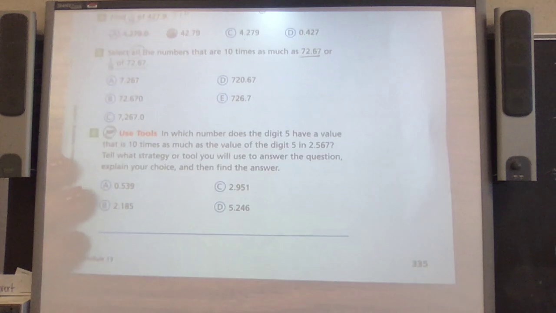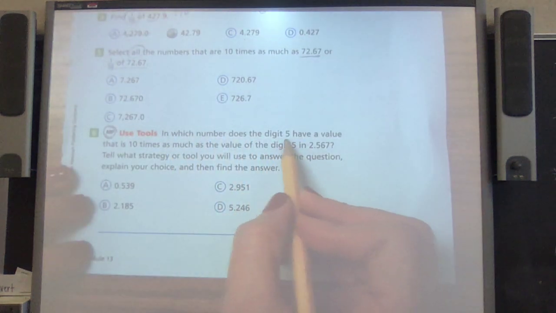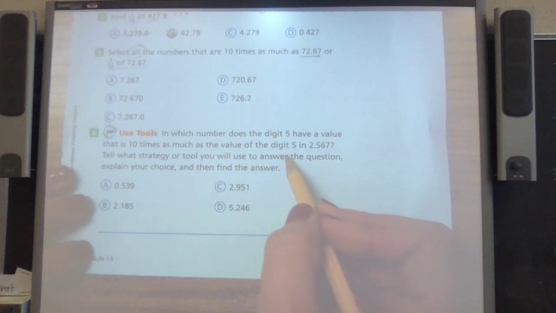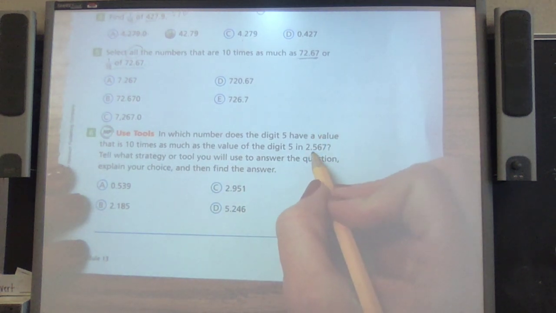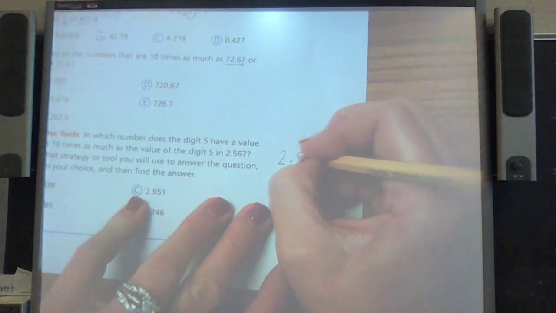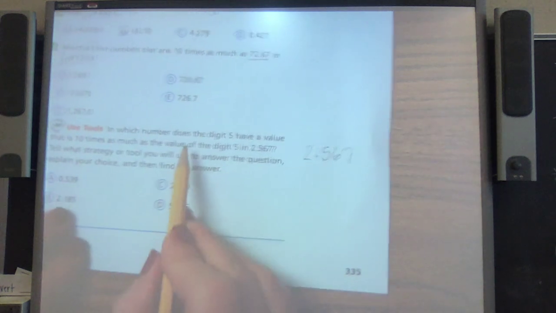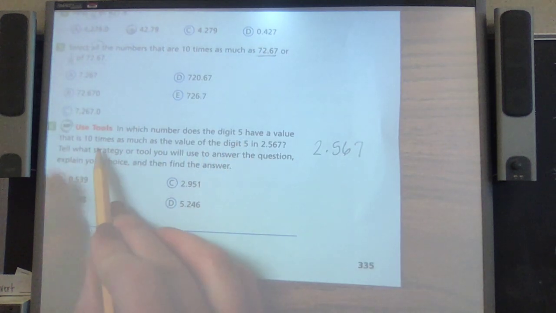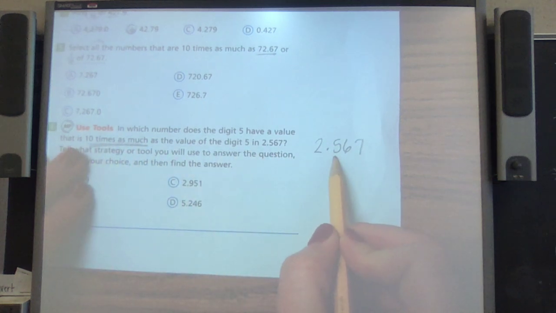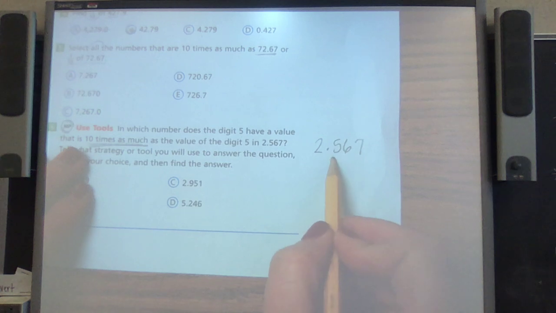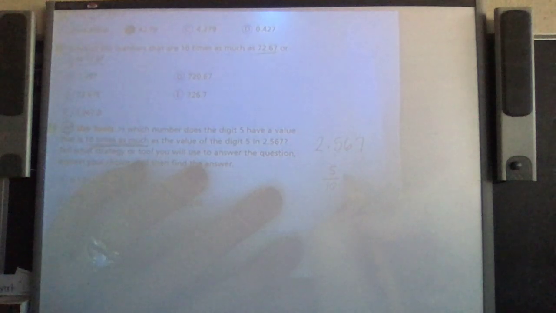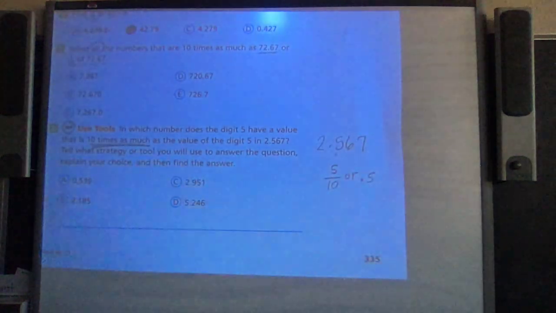Number 6. In which number does the digit 5 have a value 10 times as much as the value of the digit in 2 and 567 thousandths? Okay. So I'm going to write this over here. In which number does the digit 5 have a value 10 times as much as the value here. Okay, well, first of all, I need to know what the value of this is. This 5 means what? 5/10 or 5/10, however you want to write it.